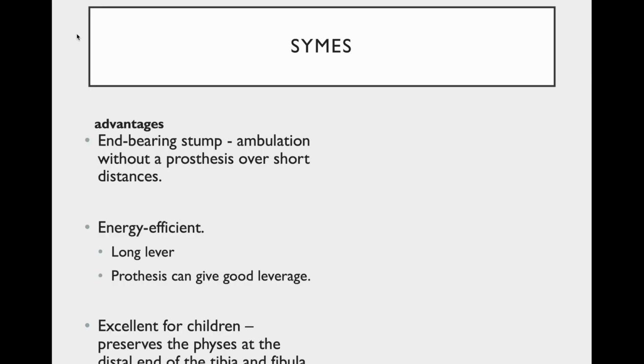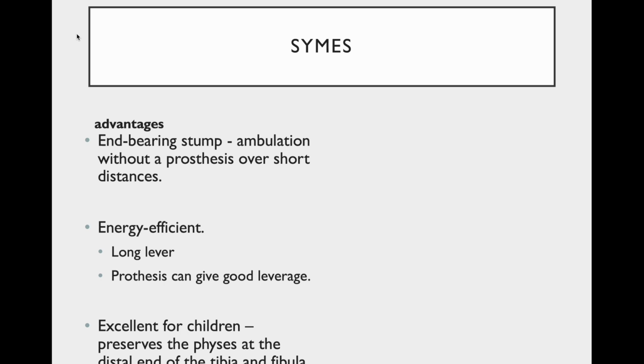The advantages of the SIMS or the ankle disarticulation. So it actually can be an end-bearing stump. So patients can put weight on this stump for just very short distances. In terms of how this is functional for a patient, they're able to then just wake up at night and walk to the toilet on this stump without having to put on a prosthesis. It's also more energy efficient compared to, say, a transtibial amputation because you have a very long lever with the entire tibia still intact. And the prostheses that we make for this amputation can also give very good leverage.